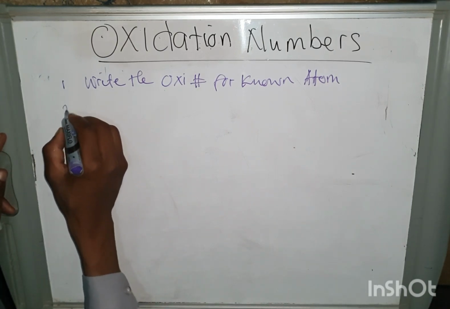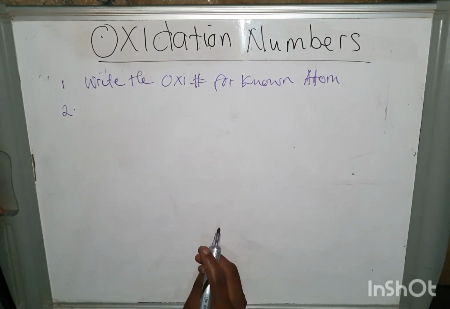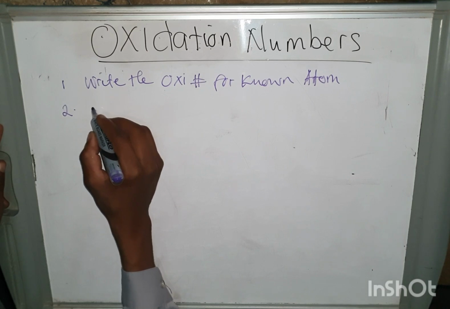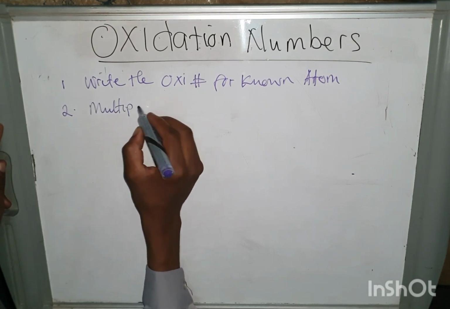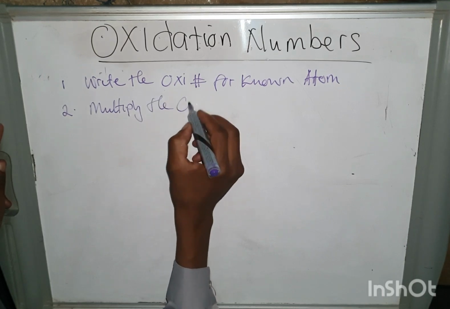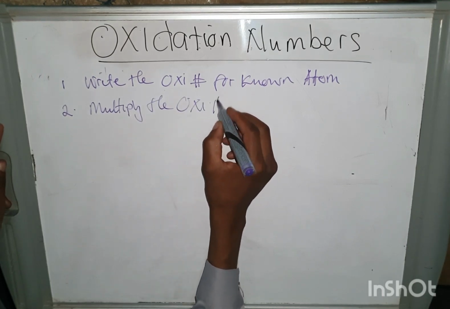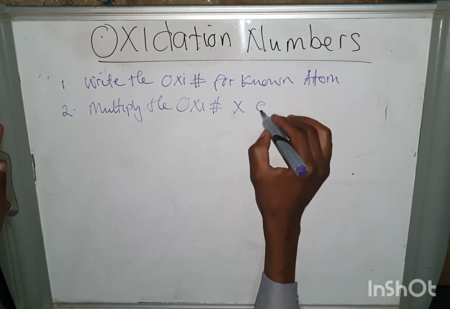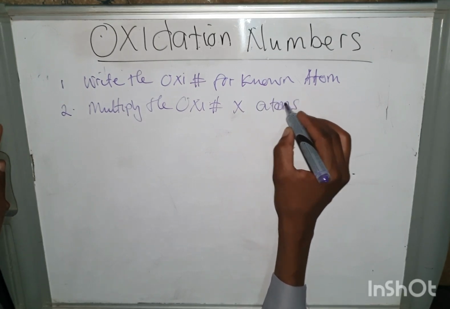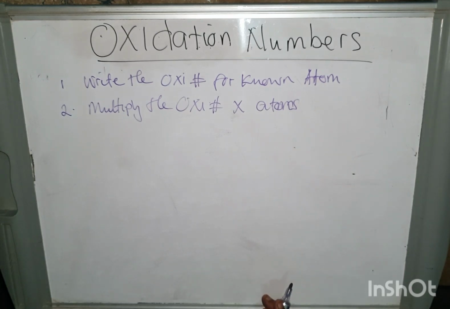Then from there, step 2, you multiply the oxidation number times the number of atoms present in that compound. So multiply the oxidation number times the number of atoms which are present in that particular compound.